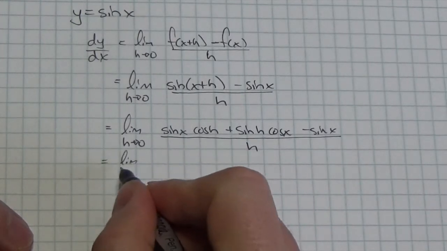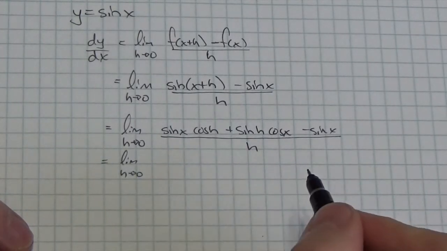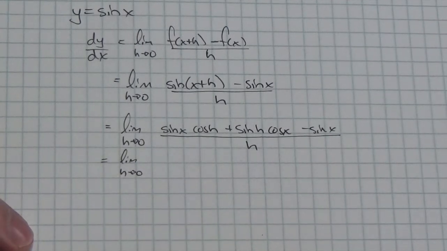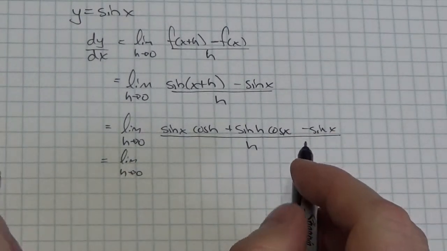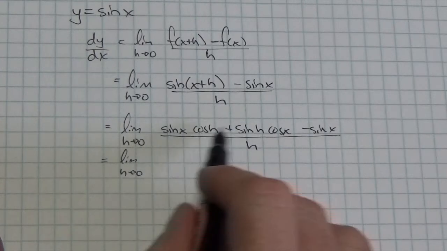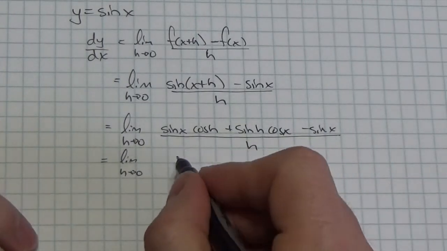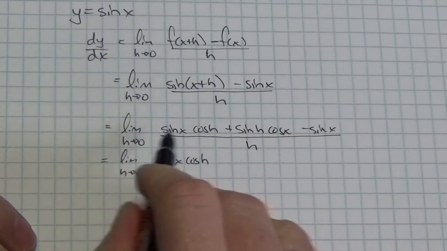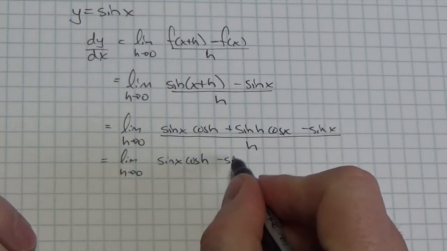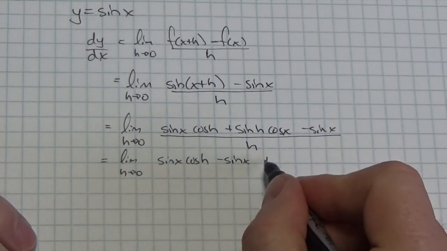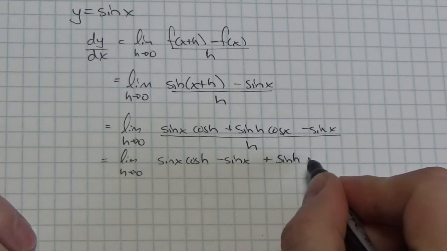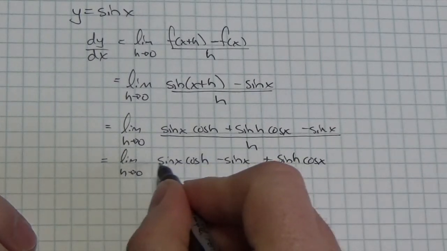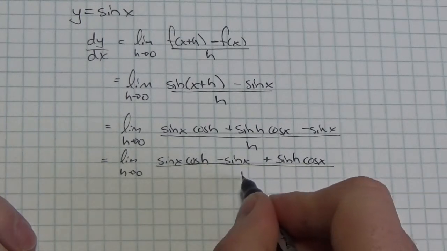Now what am I looking at here? Well, I've still got the limit as h approaches 0. I'm not even close to getting that dealt with yet. What have I got here? I've got two terms that have a sine of x in them. At the very least, let's move those together. So that's going to be the sine of x cosine of h minus the sine of x, plus the sine of h cosine of x, and this is still all over h.